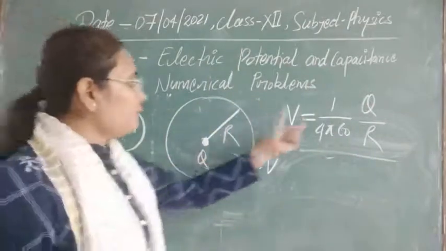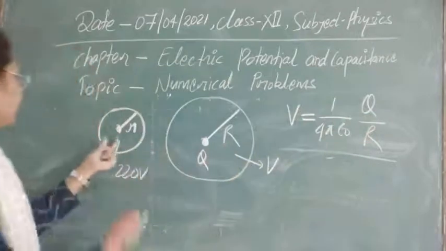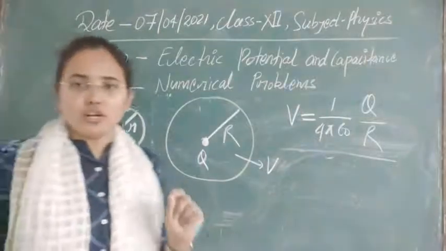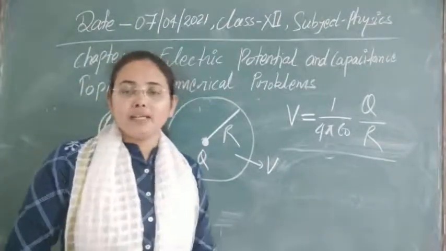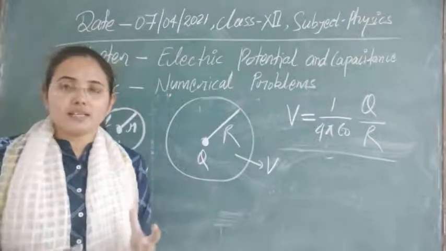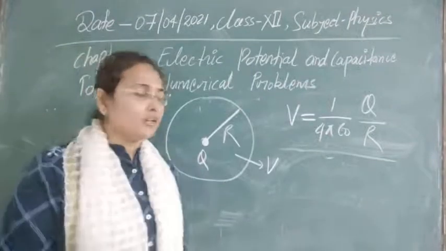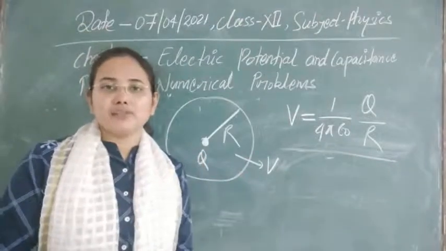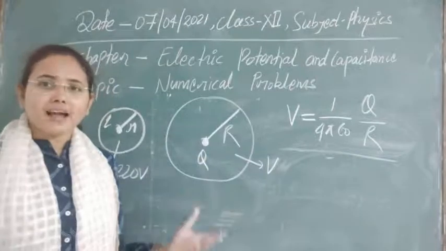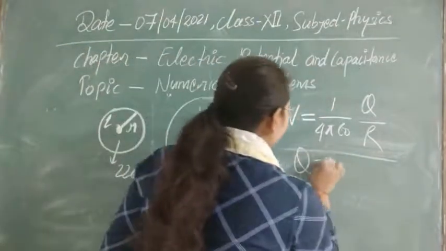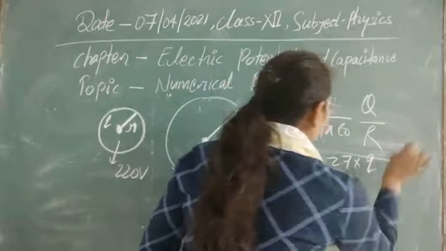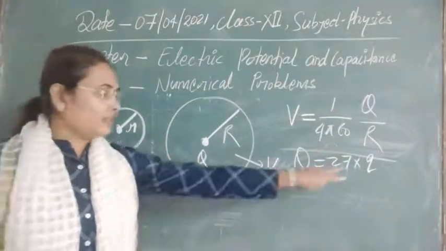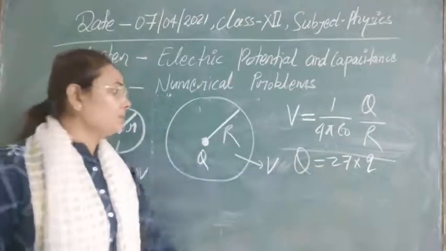If we have to find Q, suppose that every smaller drop has charge q. Then we know that if we are combining 27 such charges, then due to their additive nature, this capital Q will be equal to the summation of 27 charges. Or you can write, as they are identical, capital Q will be equal to 27 times this small charge q situated on every small drop. Clear? I think there is no confusion on the capital Q.